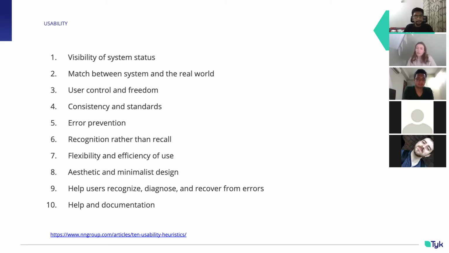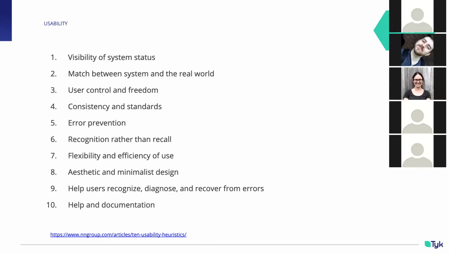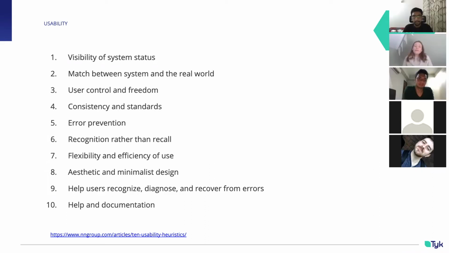Recognition rather than recall. So don't just rely on the fact that after your user has gone through your service or your product, they'll just remember where everything is. It's very likely that the users you're focusing on are going to use lots of different products and services.